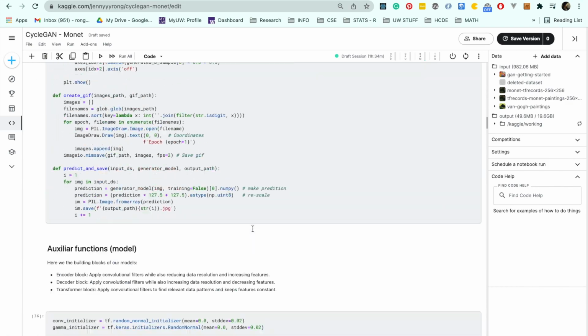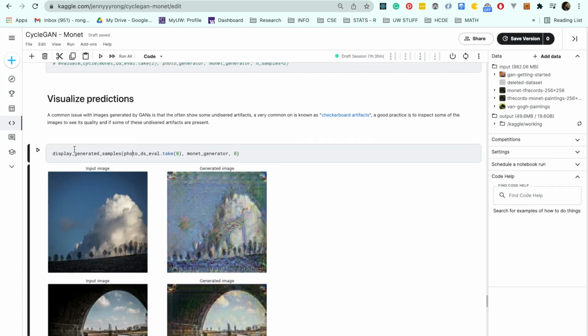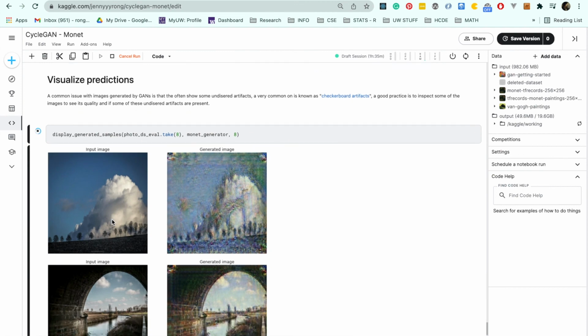Here's a demo of the notebook using the input image to generate the Monet styled paintings.